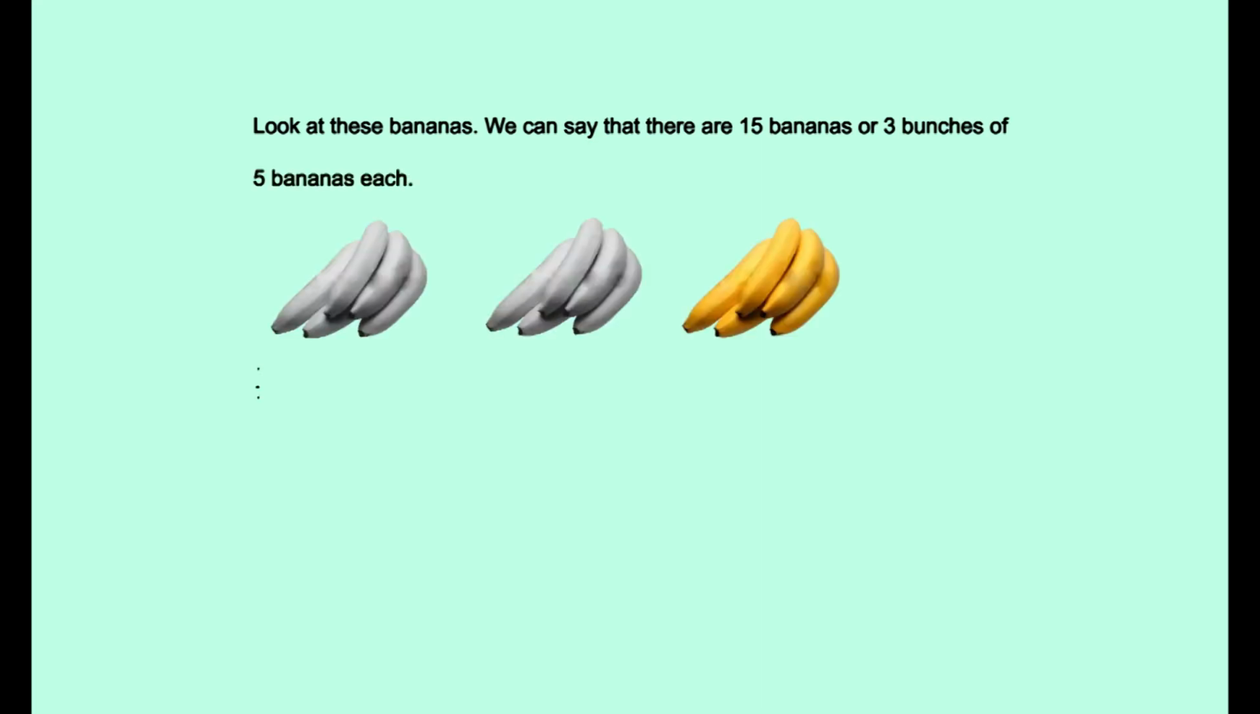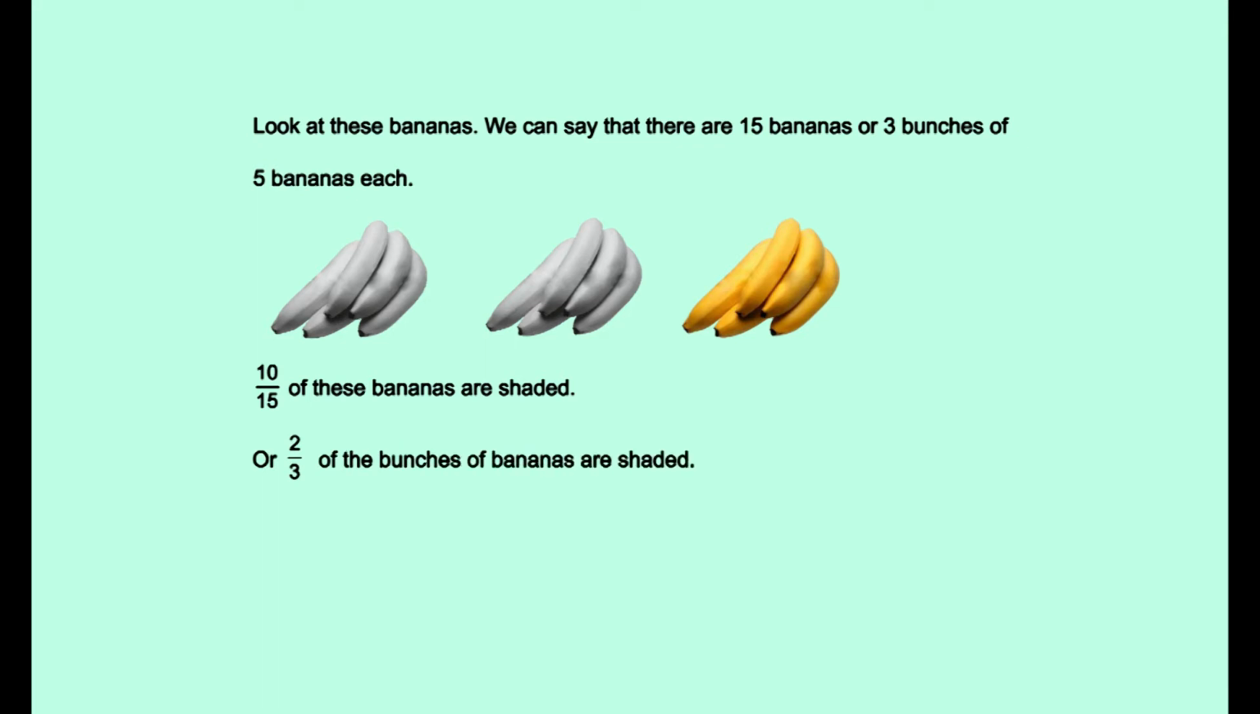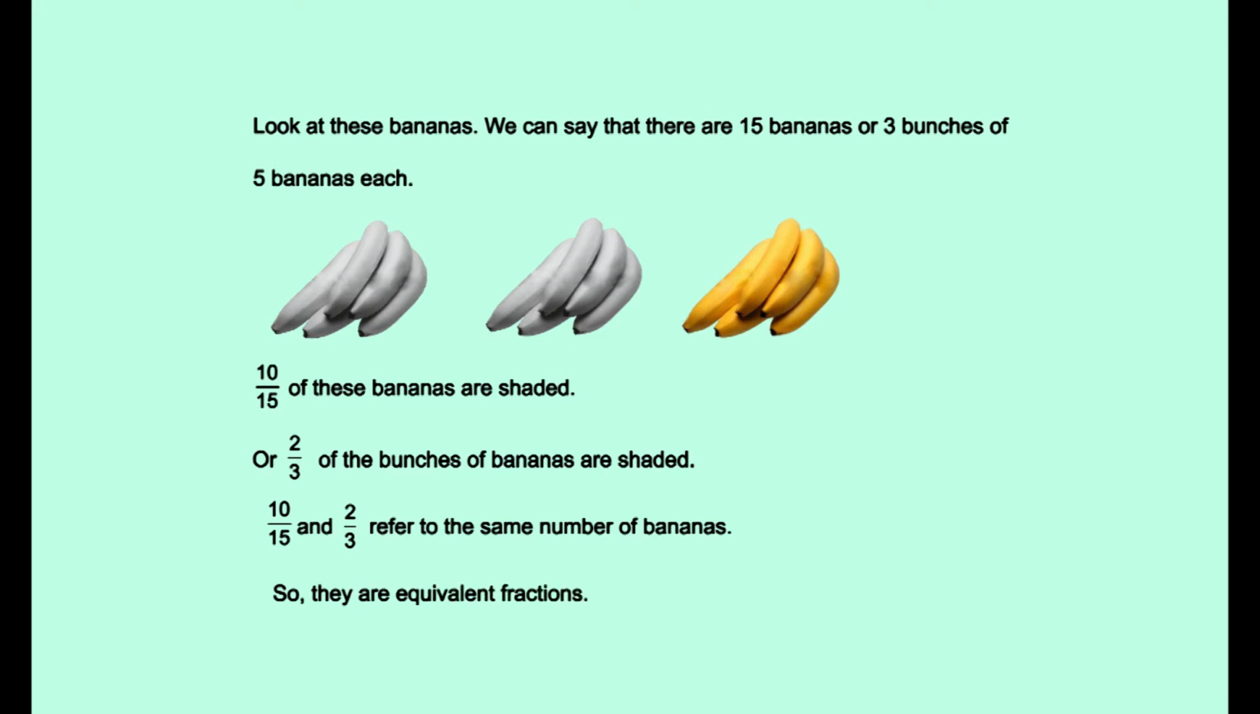Look at these bananas. We can say that there are 15 bananas or 3 bunches of 5 bananas each. 10 by 15 of these bananas are shaded, or 2 by 3 of the bunches of bananas are shaded. 10 by 15 and 2 by 3 refer to the same number of bananas, so they are equivalent fractions.